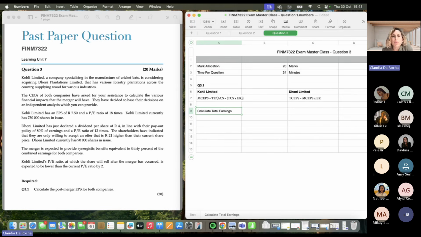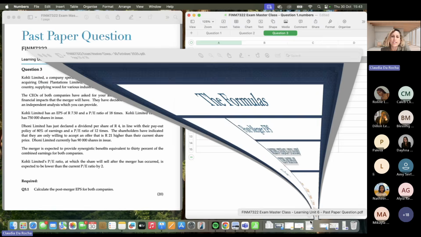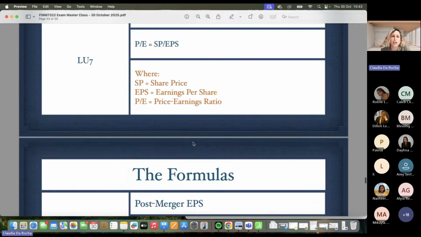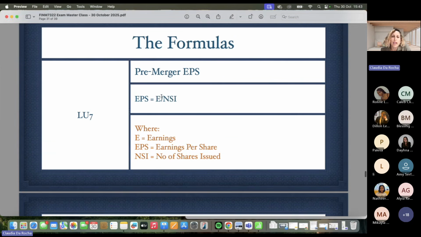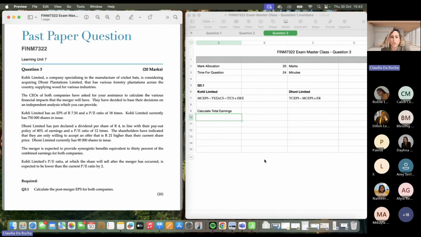Okay, so that's the first step. How do we get total earnings? When we are calculating total earnings, we need to find a formula that will have earnings in it. If we look at our formulas, we have this formula, EPS equals E divided by NSI. So that's what we need to use. We are solving for E, which is equal to your EPS times NSI.